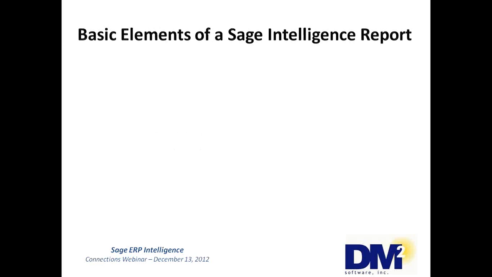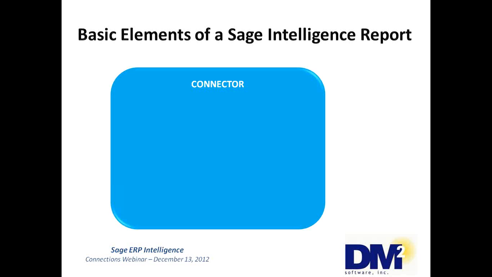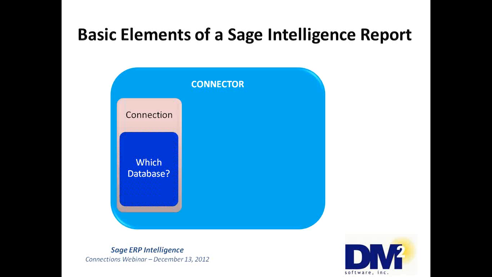So the basic elements of the Sage Intelligence Report: we have what we call the connector. And within the connector, we have a connection. What does that mean? A connection is where you determine which database. And when we say which database, it's not just NAS. It can be any other database that has an ODBC connection.